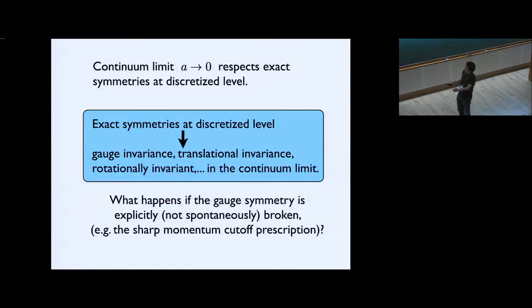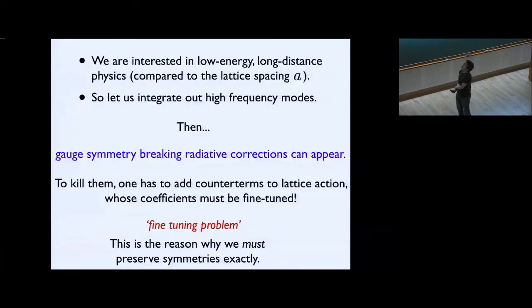But what happens if we don't keep those symmetries, especially gauge symmetry, explicitly at the discretized level? For example, we can use a sharp momentum cutoff, which breaks gauge symmetry at the discretized level. But we can write down the action in a way that still, naively, at least at tree level, converges to the correct gauge invariant action. But if we do that, firstly, we are interested in low energy, long distance physics. So we integrate out high frequency modes and try to look at long distance physics. But then because gauge symmetry is broken in the UV, gauge symmetry breaking radiative corrections can appear. So even if we write down an action which is correct at tree level, radiative corrections can completely screw up gauge symmetry.